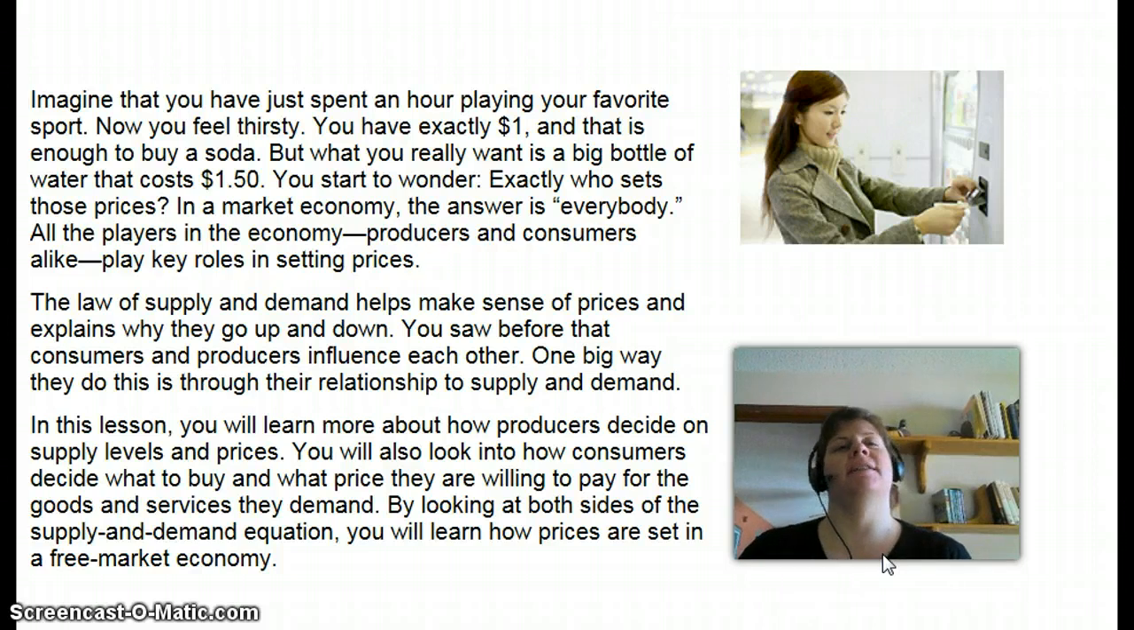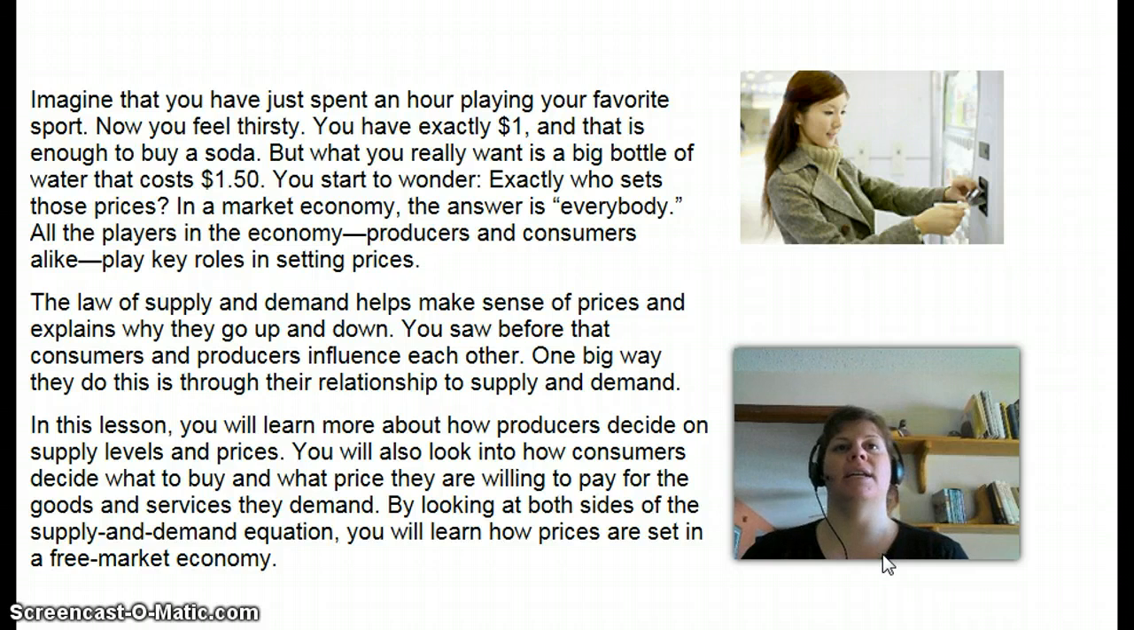Imagine that you have just spent an hour playing your favorite sport. Now you feel thirsty. You have exactly $1, and that is enough to buy a soda. But what you really want is a big bottle of water that costs $1.50. You start to wonder, exactly who sets those prices?